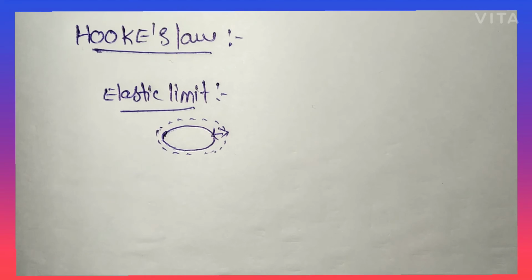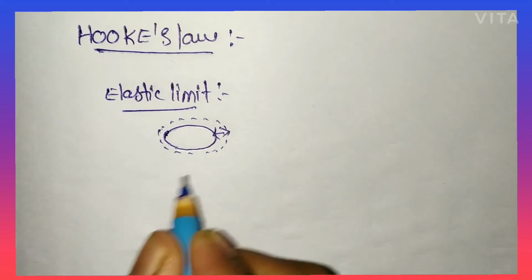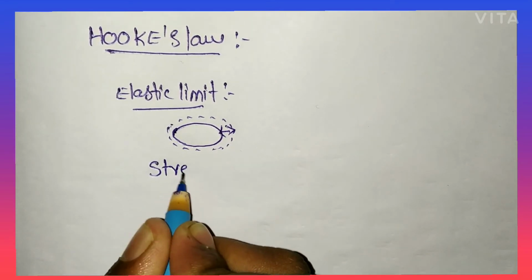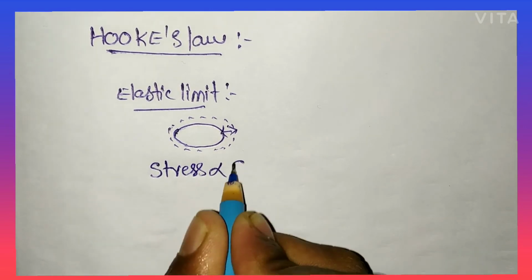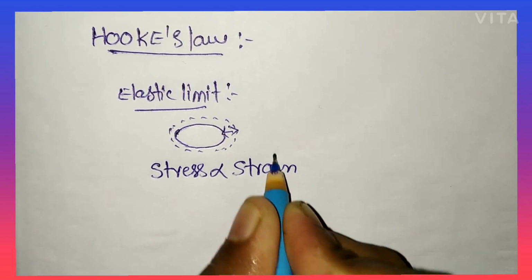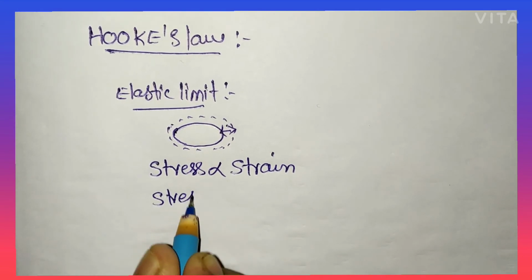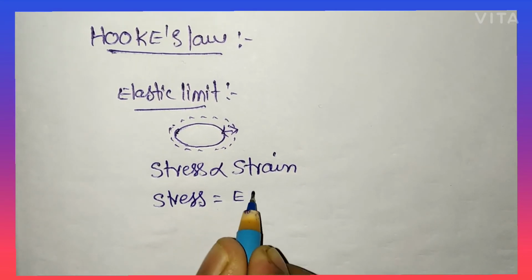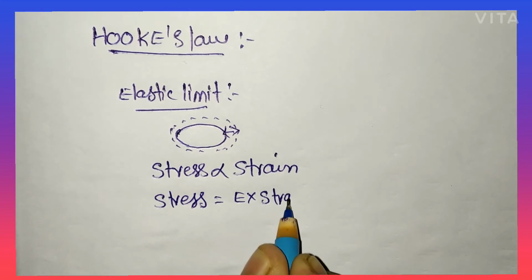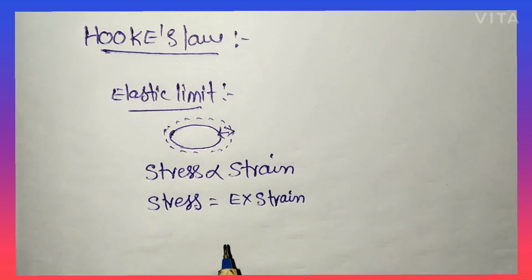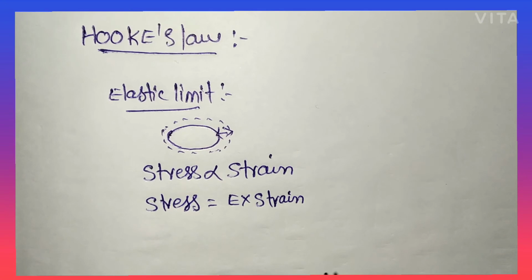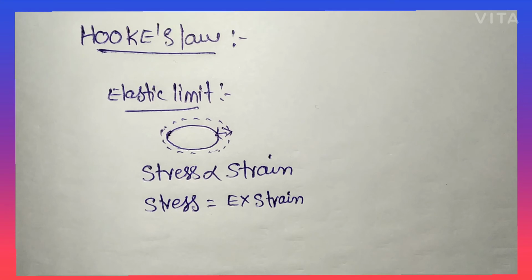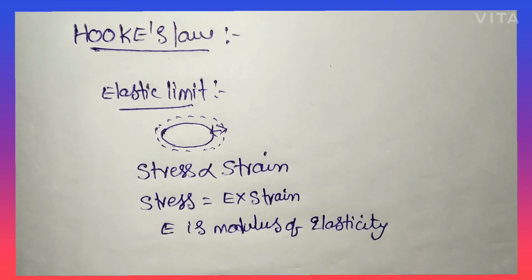According to this law, within the elastic limits, the stress is directly proportional to strain. So stress is equal to E into strain, where E is the constant of proportionality, that is called the modulus of elasticity. The modulus of elasticity we will discuss in a further video.